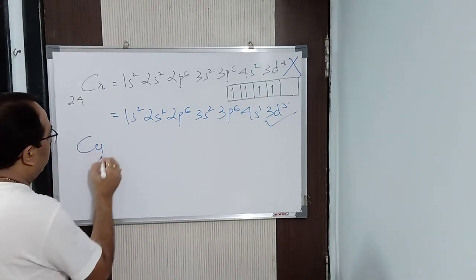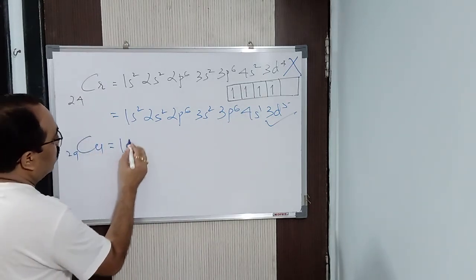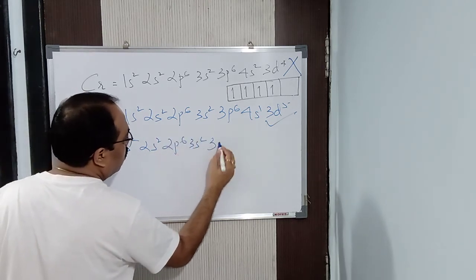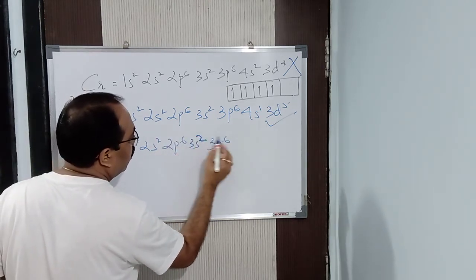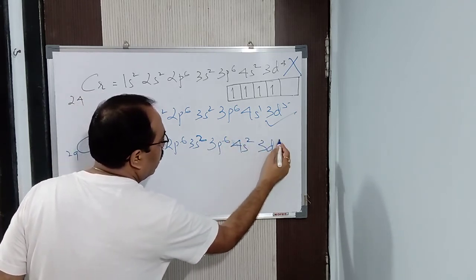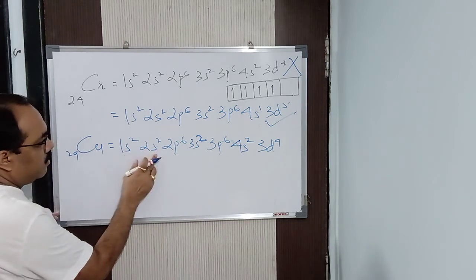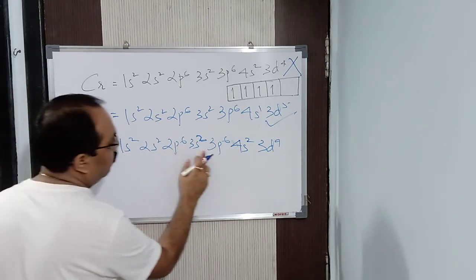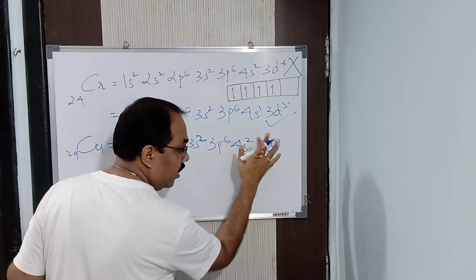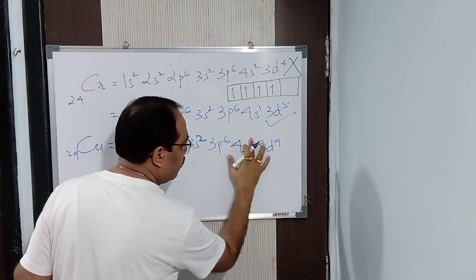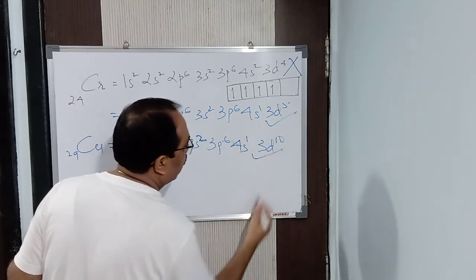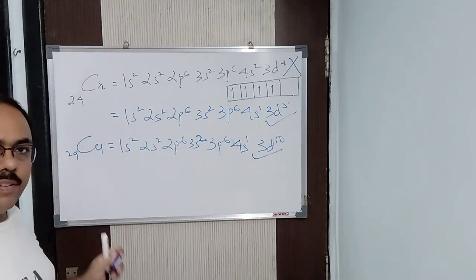Similarly, for copper, 29. So it is 1s2, 2s2, 2p6, 3s2, 3p6, then 4s2, 3d9, it should be. Count it: 2, 4, 6, 8, 10, 12, 18, 20, 29. But it is again the same thing, 9. Not stable, highly unstable. So what will it be? 4s1, 3d10. Now this is correct.